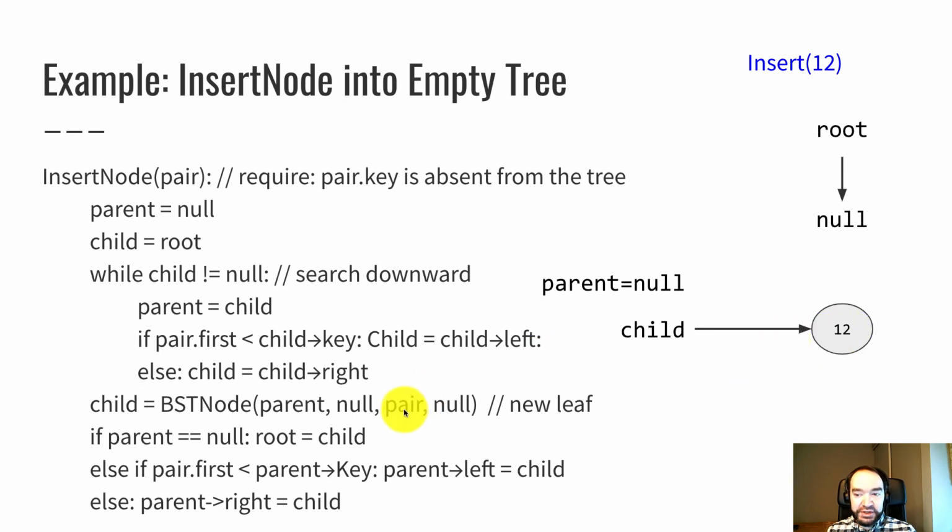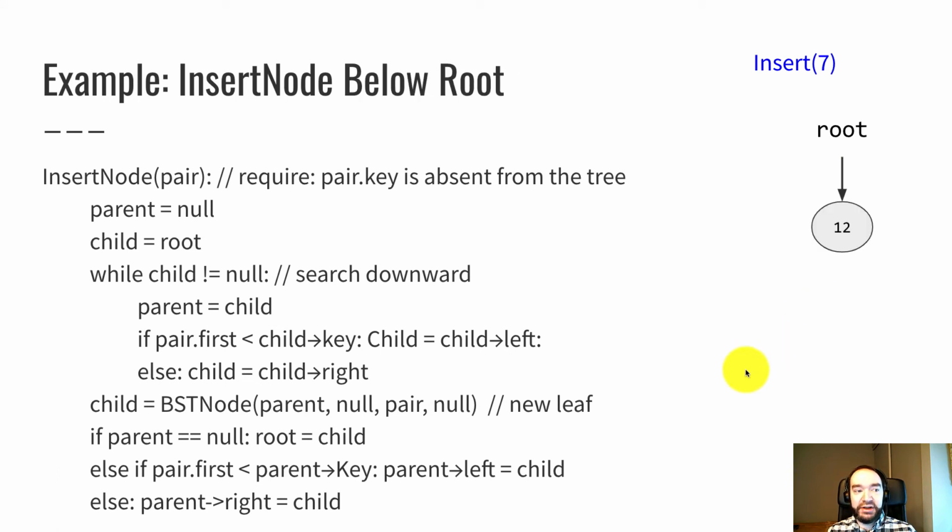Then we decide which incoming pointer to update, and we're in the first case here. The parent is still null because this is the only node in the tree. So the root pointer for the tree is updated to point at the new node we just created. And that worked. That looks like a correct binary search tree with only one node.